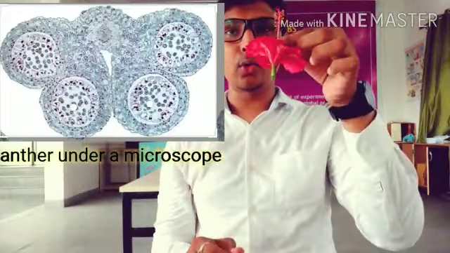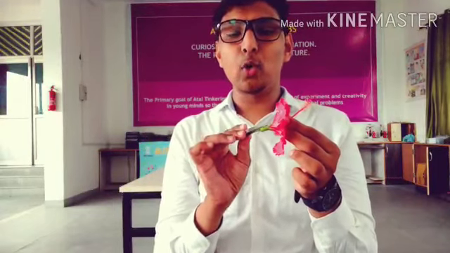So how to dissect the flower? First we will remove these petals and sepals. Why are they present if their role is not in reproduction? They are present to protect the delicate parts of the flower, which is the ovary, the reproductive part of the flower. We will remove the sepals first. You can remove them with your hand also, but I am removing them with forceps.